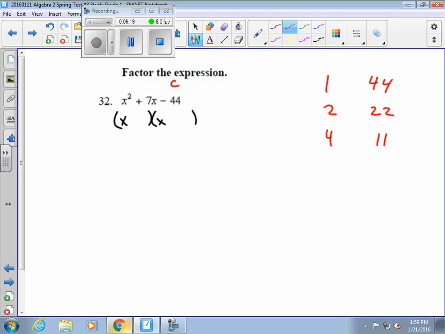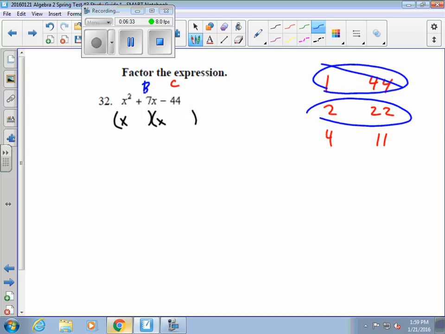You need to determine which pair of factors is going to get you to b's value, 7. So which one of those, when we put them together? If we put 1 and 44 together, we're going to get 45 or 43. That's not 7. When we put 2 and 22 together, we're going to get 24 or 20. That's not 7. 4 and 11, we're either going to get 7 or we're going to get 15. So 7, that's the only pair that will give us 7. So we need to do 4, and we need to do 11 here.